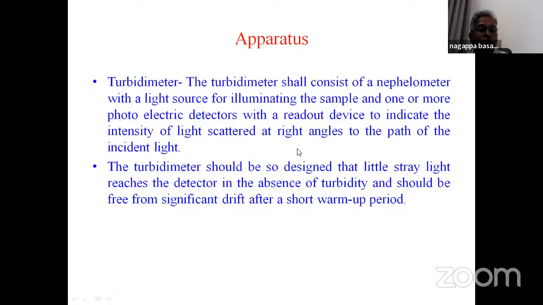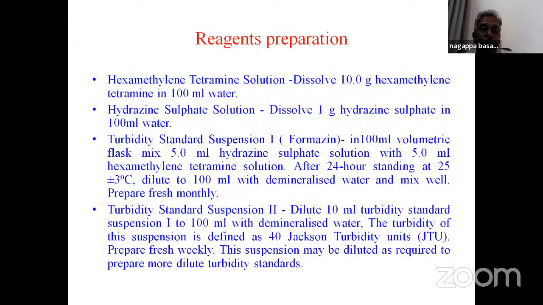The instrument is called a turbidity meter, and for effluent it is the same. The turbidimeter should be designed so that little stray light reaches the detector in the absence of turbidity, and it should be free from significant drift after a short warm-up time. This is one condition we have to verify.